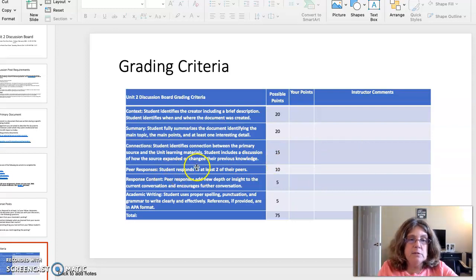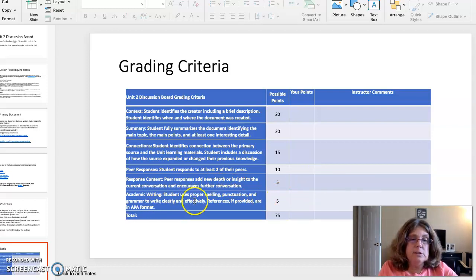Peer responses. Student responds to at least 2 of their peers. You respond to your peers by that March 3rd deadline, and you will get the 10 points. Okay, easy as that. Response content. Peer responses add new depth or insight to the current conversation and encourages further conversation. Encourages further conversation, I feel, is key. My comments, how many points out of 5?